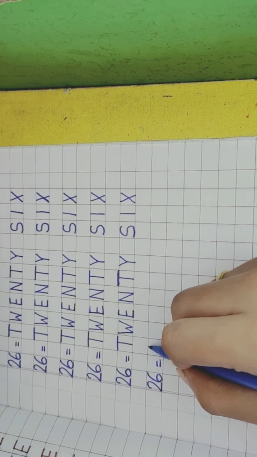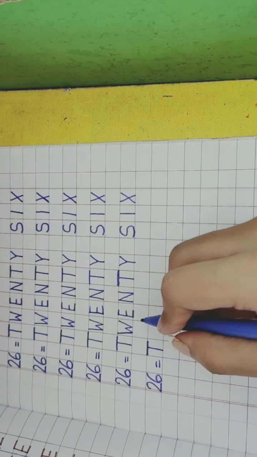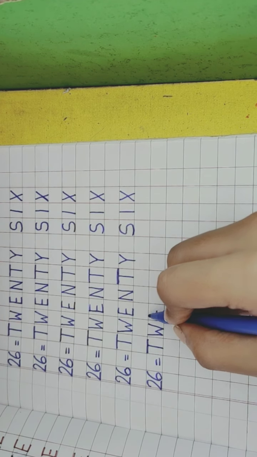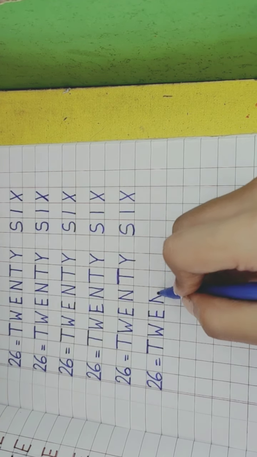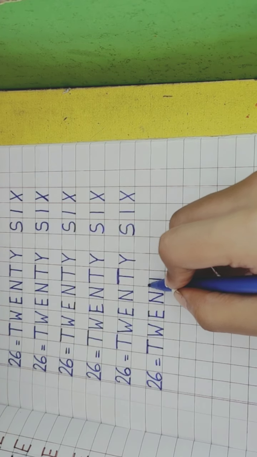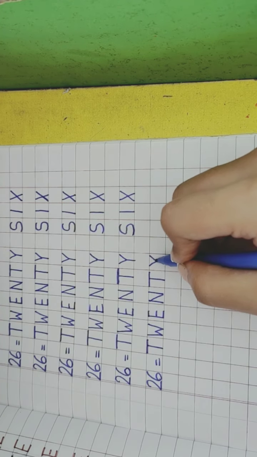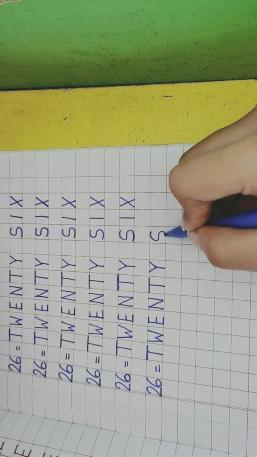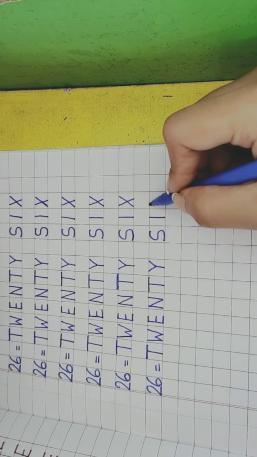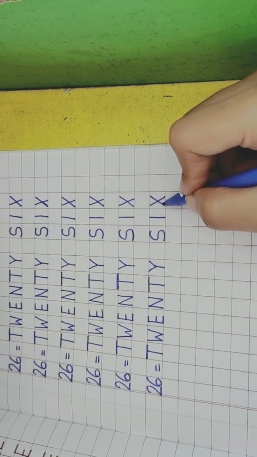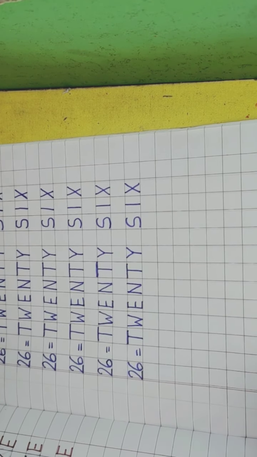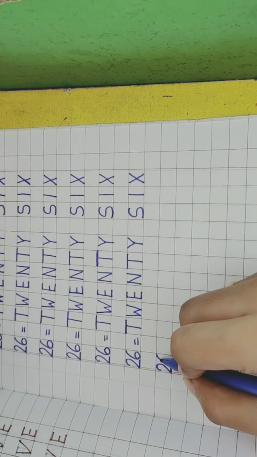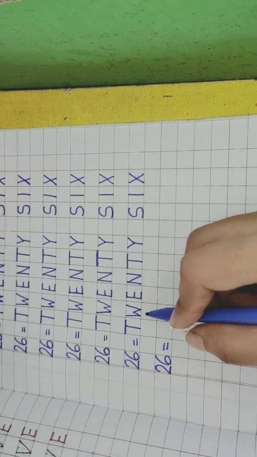T W E N T Y, 20, S I X, 6, 26. Very good. Write down again. 2, 6, 26.